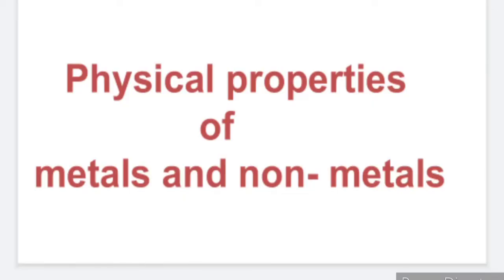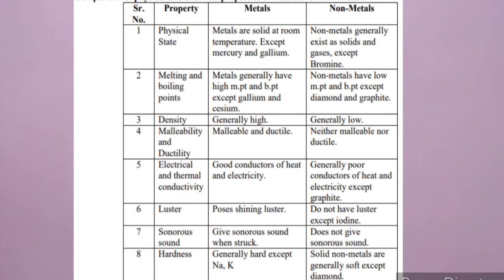Next, what we study is the properties of metals and non-metals. In these properties, we are going to study the physical properties and the chemical properties. When we study the physical properties, we are going to have a comparative study of both metals and non-metals. So, first property that we have is the physical state.